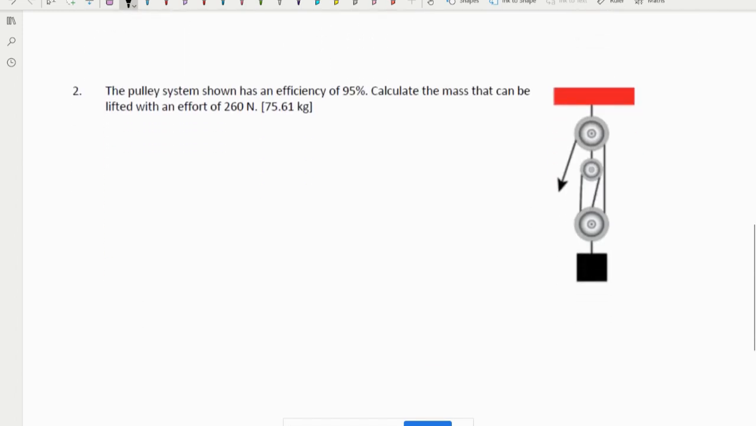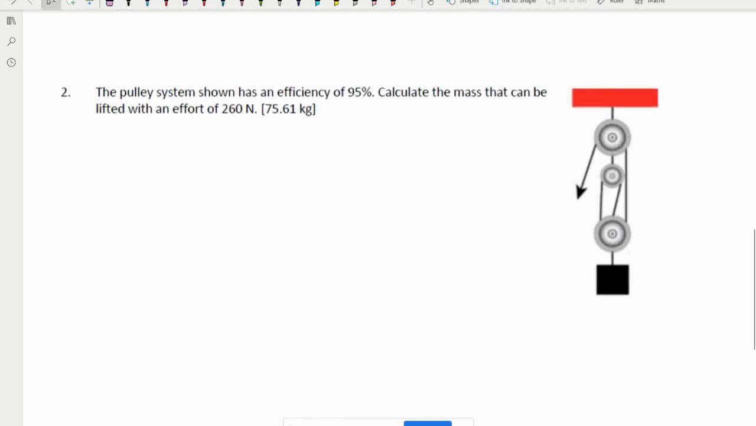All right, so we've got another little one here. So let's work out what's the velocity ratio. So 1, 2, 3 attached to this movable pulley. So 1, 2, 3, that is the movable pulley. So the velocity ratio in this scenario is 3. Wonderful. Okay, so pulley system shows efficiency of 95%. Calculate the mass to be lifted with an effort of 260.